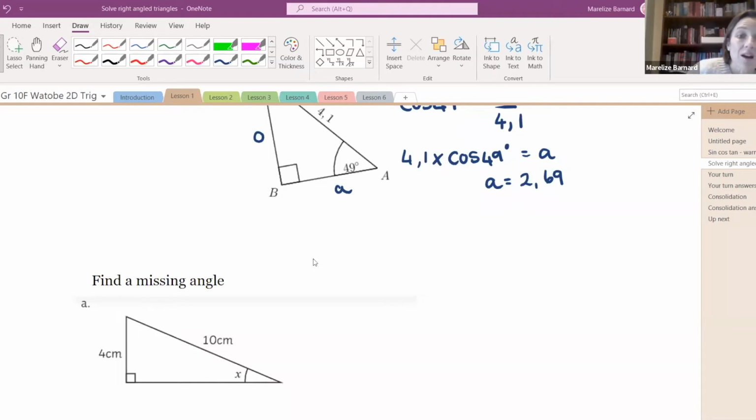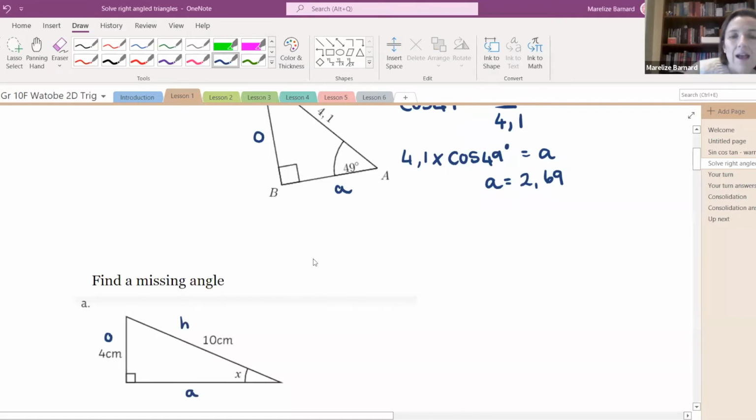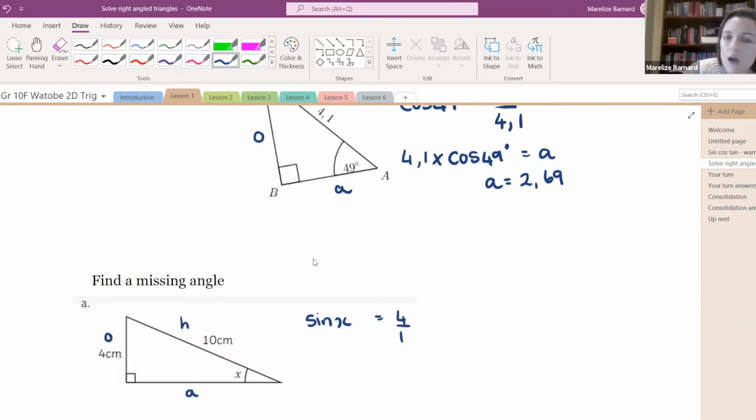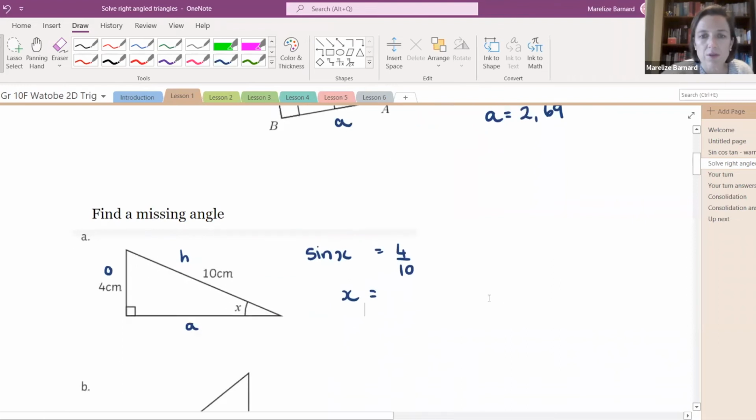Okay, so sine, because this is the opposite, this is the hypotenuse, this is the adjacent, and since we've got the opposite and the hypotenuse, we can go 4/10. But still, how are we going to get the actual angle? What must we do on our calculator? If you know how to do it, then post your answer in the chat.